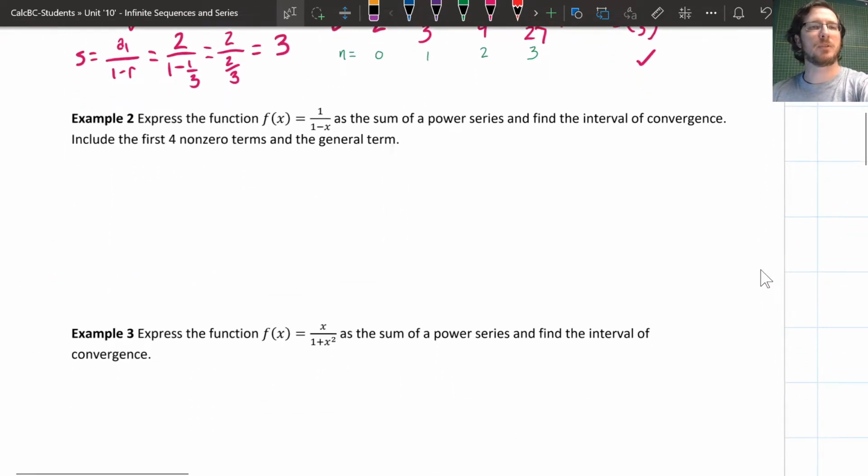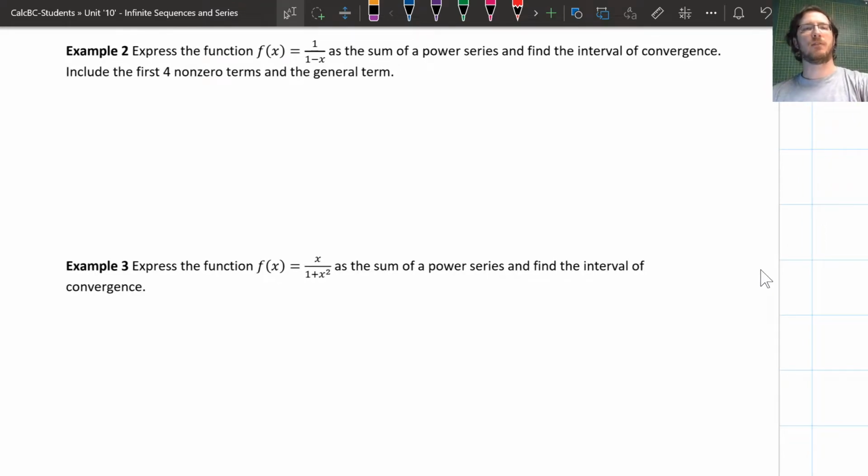All right, let's look at example number 2. It says, express the function f of x equals 1 over 1 minus x as the sum of a power series and find the interval of convergence. Include the first 4 non-zero terms and the general term.